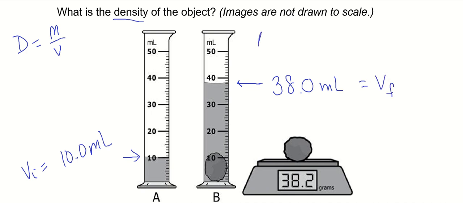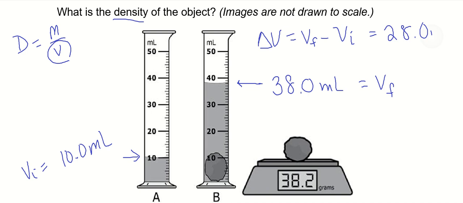So to get the change in the volume, we're going to take the final volume minus the initial volume, and that is going to be 38 minus 10. It's going to be 28.0 milliliters. All right, so there's our volume, and the scale tells us the mass. So let's just plug these numbers in.